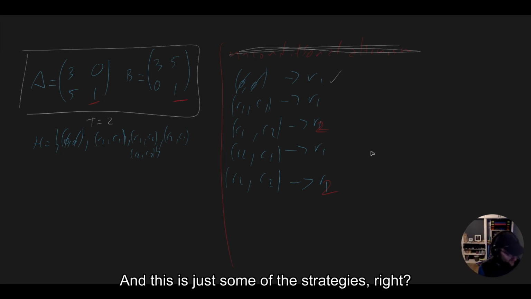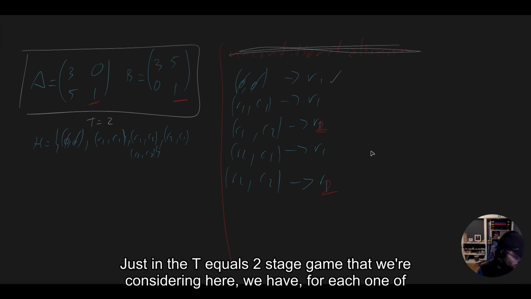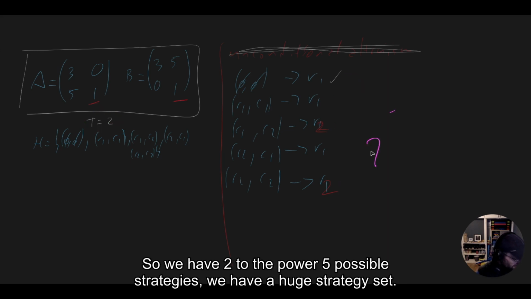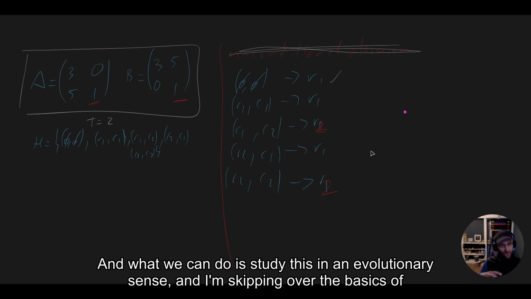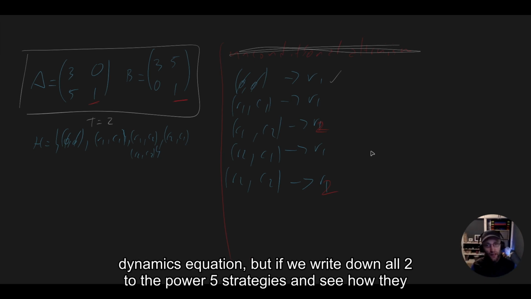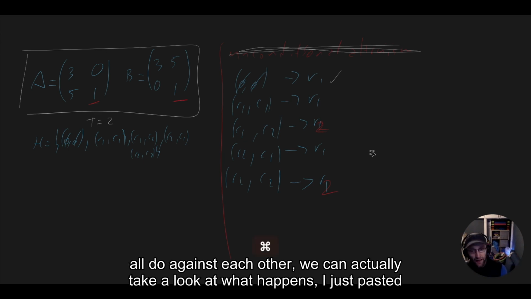And this is just some of the strategies, right? Just in the T equals 2 stage game that we're considering here, for each one of these choices, we have 2. So we have 2 to the power 5 possible strategies. We have a huge strategy set. And what we can do is study this in an evolutionary sense. And I'm skipping over the basics of that because we'll see that in a future set of videos where we talk about the replicator dynamics equation. But if we write down all 2 to the power 5 strategies and see how they all do against each other, we can actually take a look at what happens.